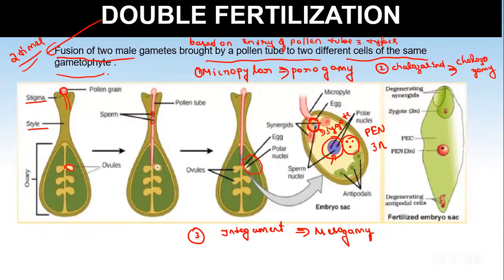So here, what will happen? The pollen grain has two gametes, that is, the two male gametes. That is nothing but two generative cells, right? These two generative cells are going to be brought by the pollen tube to the different cells of the same gametophyte.